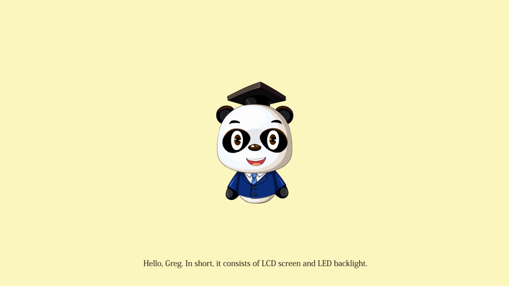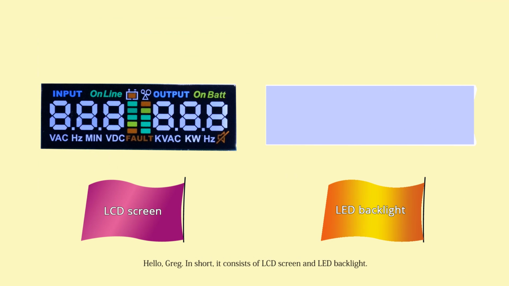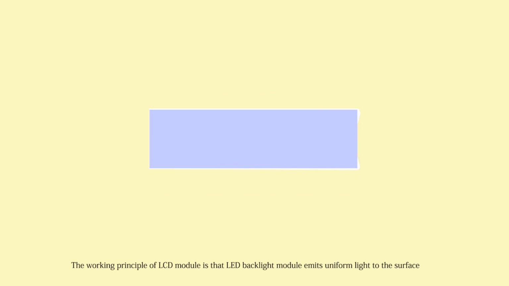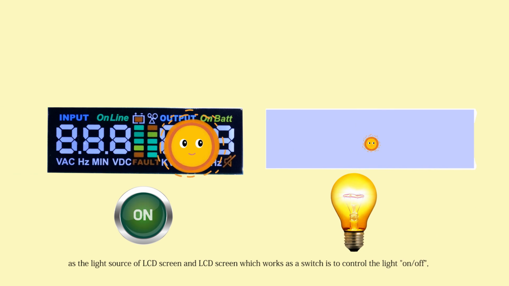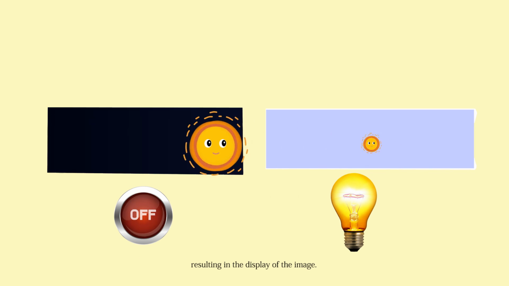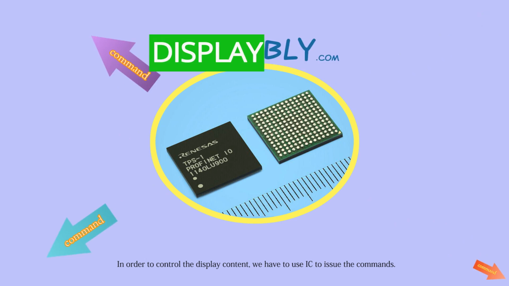Hello, Greg. In short, it consists of LCD screen and LED backlight. The working principle of LCD module is that LED backlight module emits uniform light to the surface as the light source of LCD screen, and LCD screen, which works as a switch, is to control the light on or off, resulting in the display of the image.